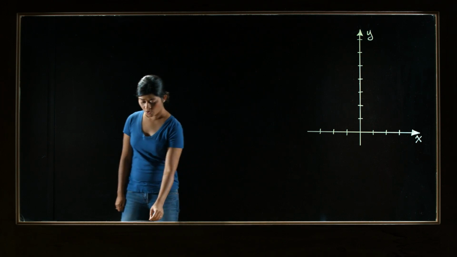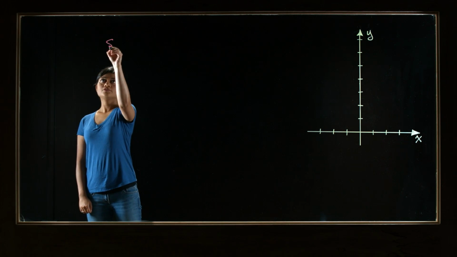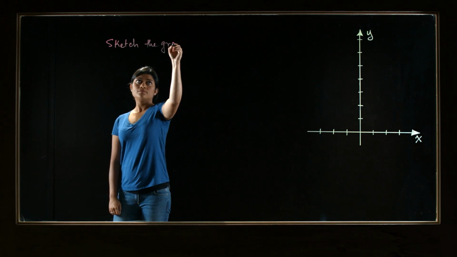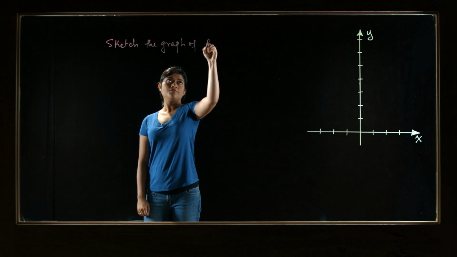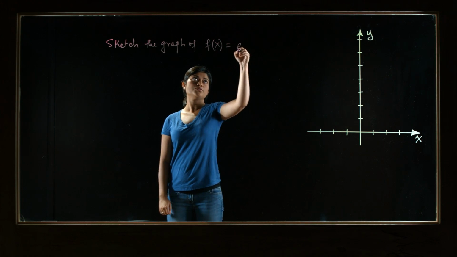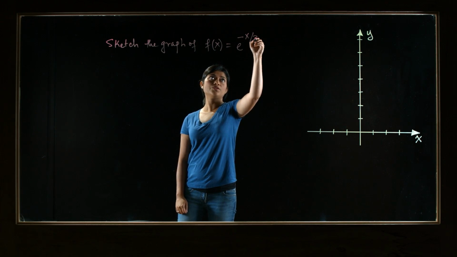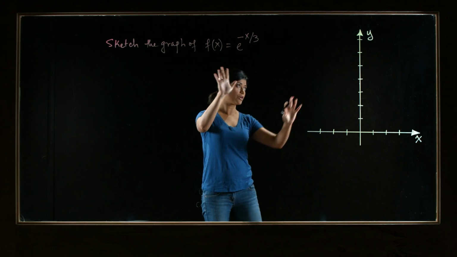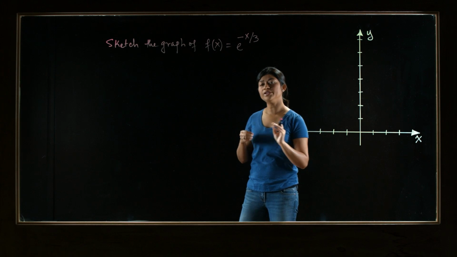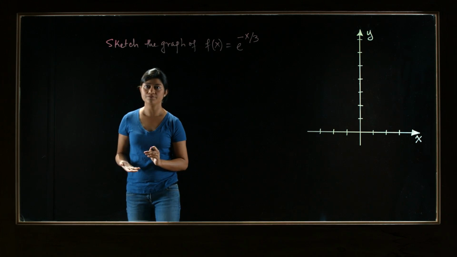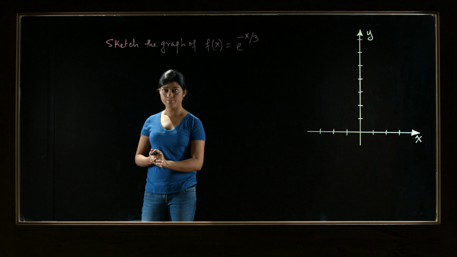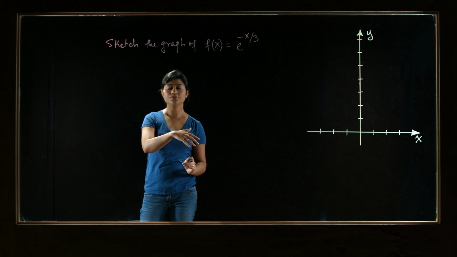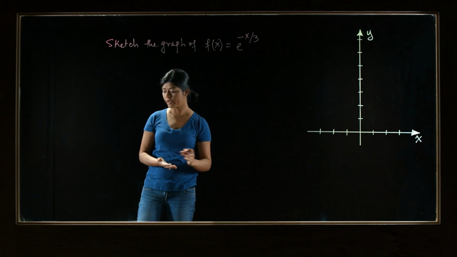In this problem, we will have to sketch the graph of the function f of x is equal to e to the power negative x over 3. So, the function is given, we will graph it here, but before we do that, we need to find some points on the graph of the function. So, let us construct a table where we will pick some x values and we'll get the corresponding y values. And so, we'll have points on the graph.